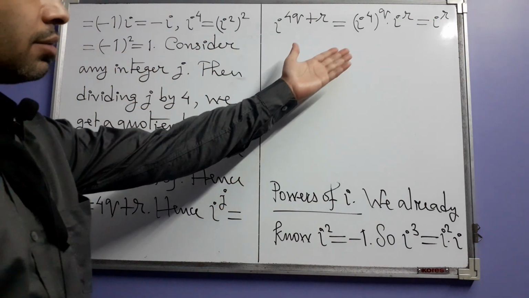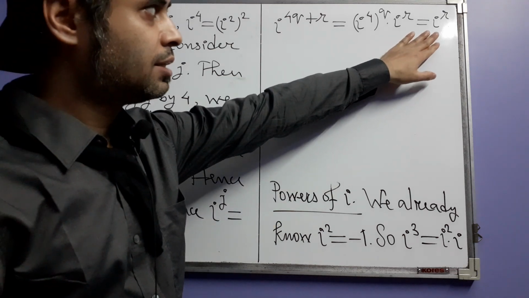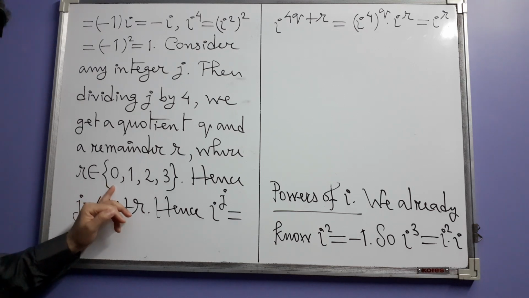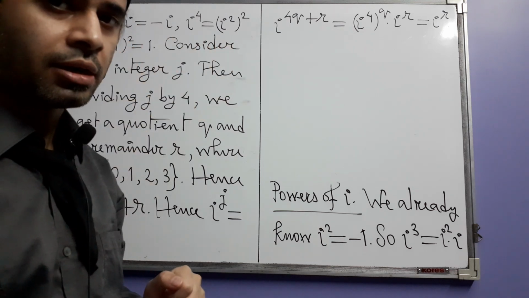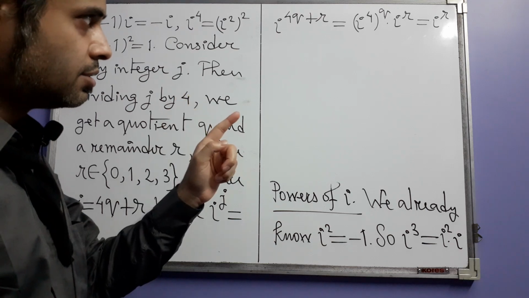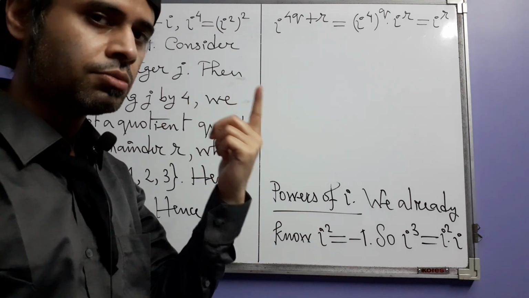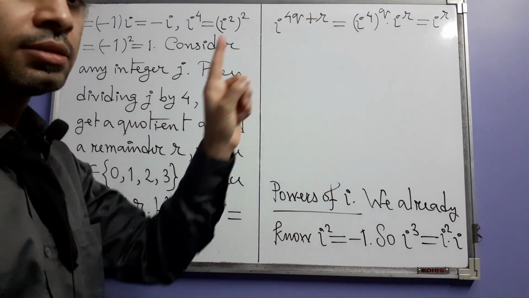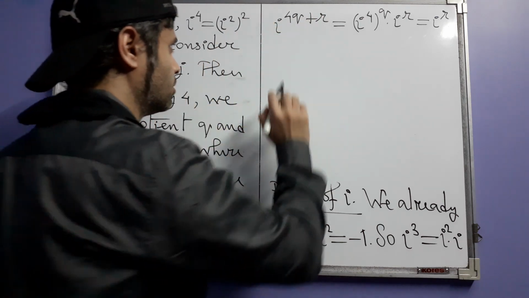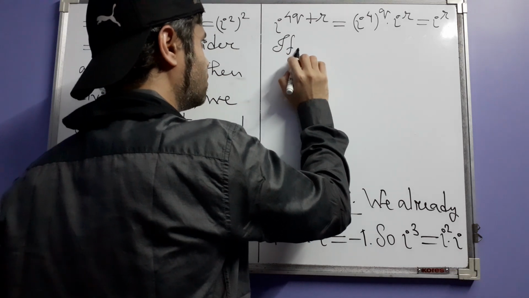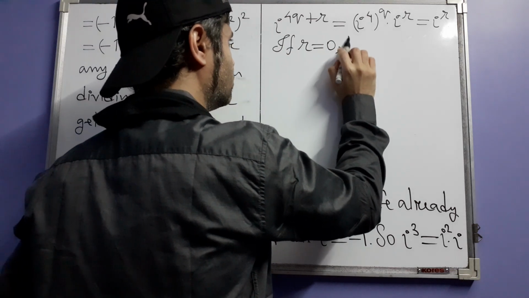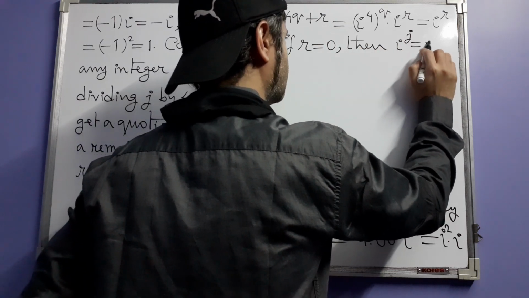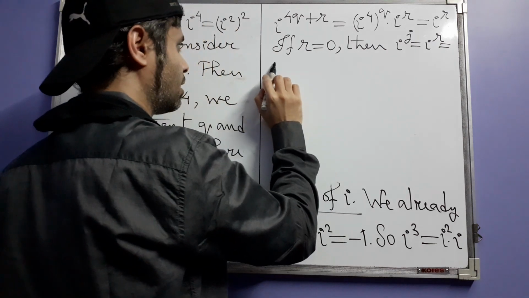Why is it okay to stop here? That is because depending on what r is, you already know what i to the power r is. If r is 0, then i to the power r is 1, because i to the power 0 is 1. If r is 1, then it is i. Let me write it down, okay. If r is 0, then i to the power j equal to i to the power r is equal to 1.